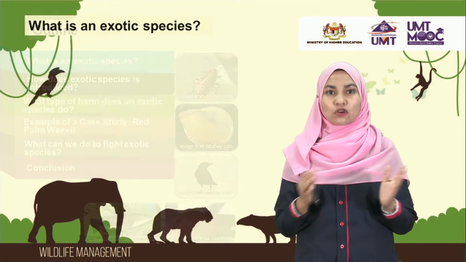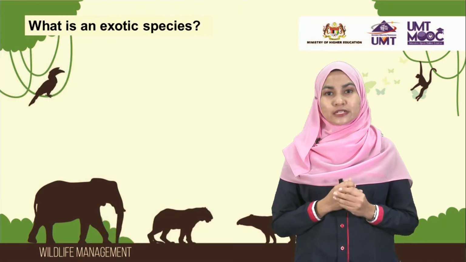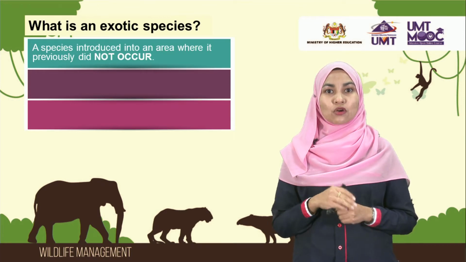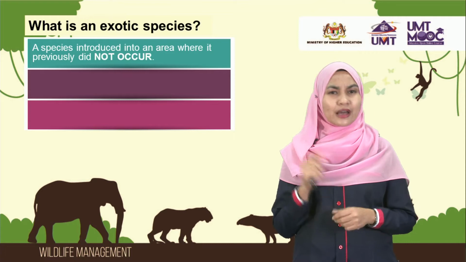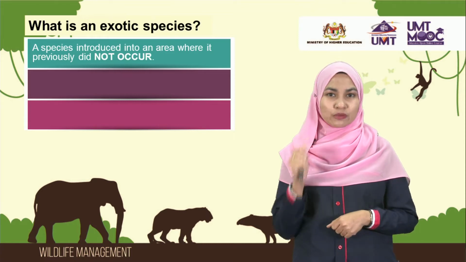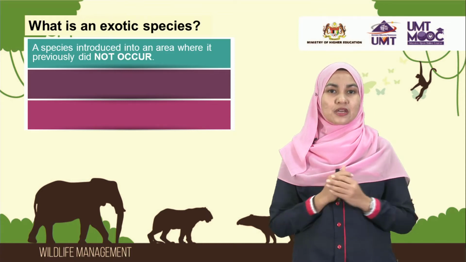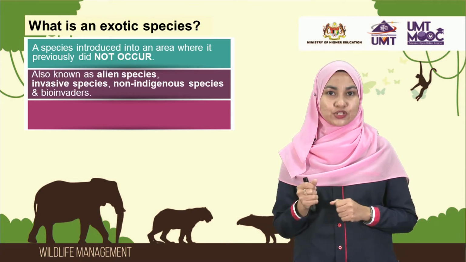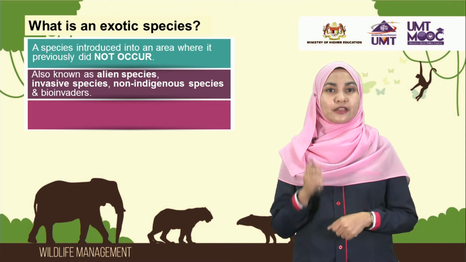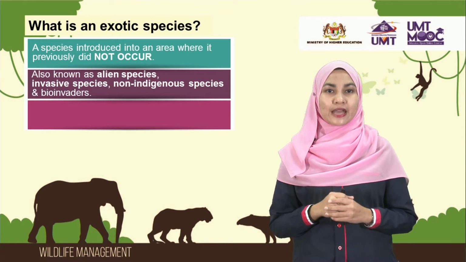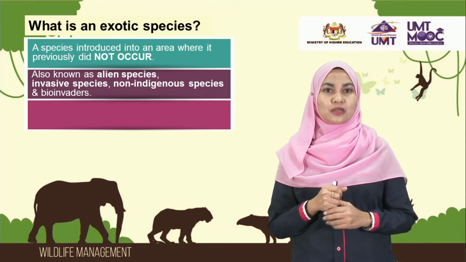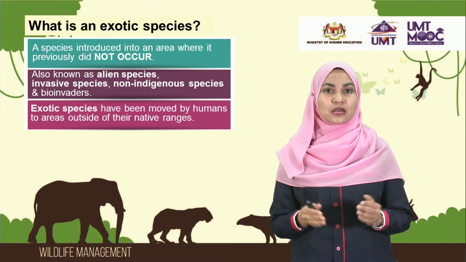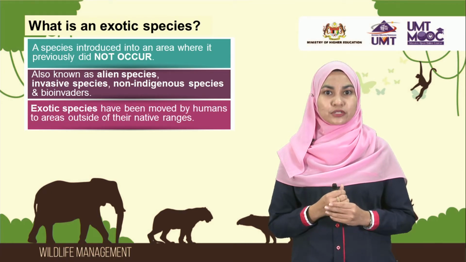What is an exotic species? Exotic species are organisms that are introduced to a region or ecosystem, often unintentionally through human migration or trade. Exotic species are also known as alien species, invasive species, non-indigenous species, and bioinvaders. Exotic species have been moved by humans to areas outside of their native ranges.